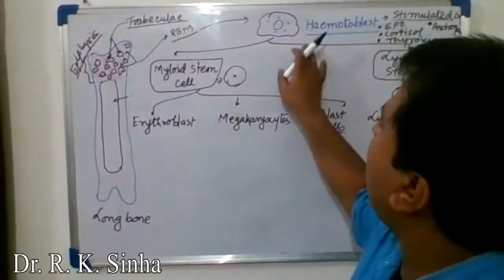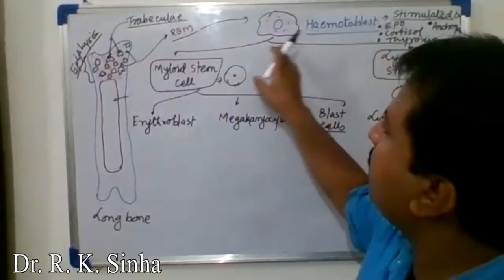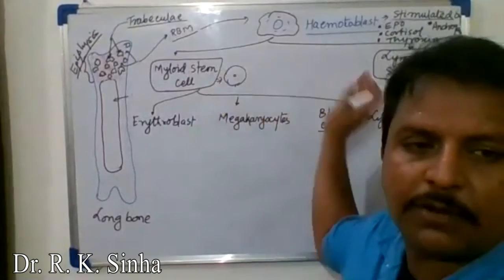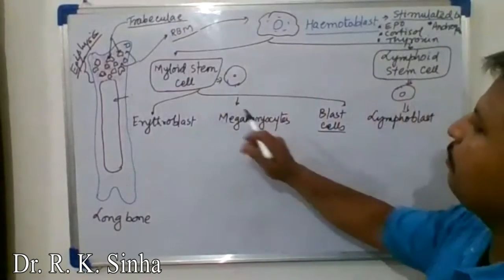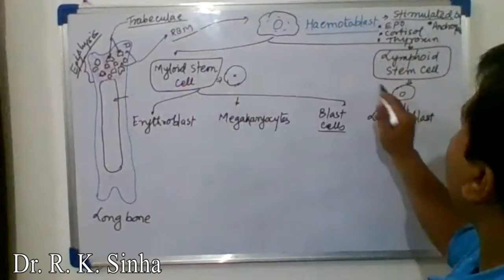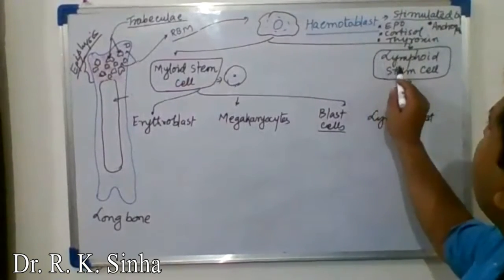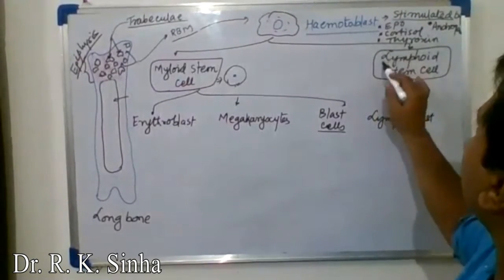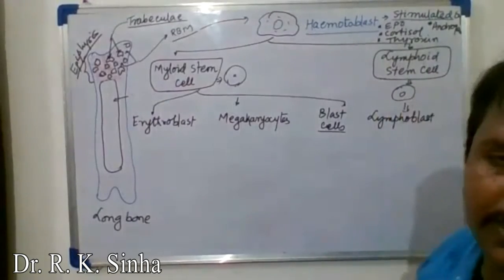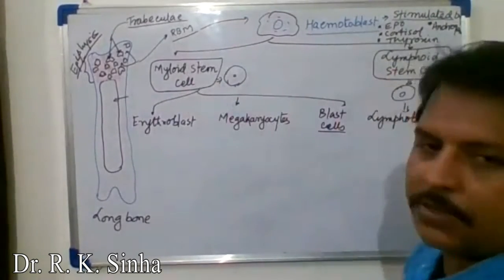So this hematoblast, when triggered by these hormones, will turn into different types of stem cells. Just like here we can say this is myeloid stem cells, and this hematoblast turns into another type of cells, and this is known as lymphoid stem cells. These two are stem cells.